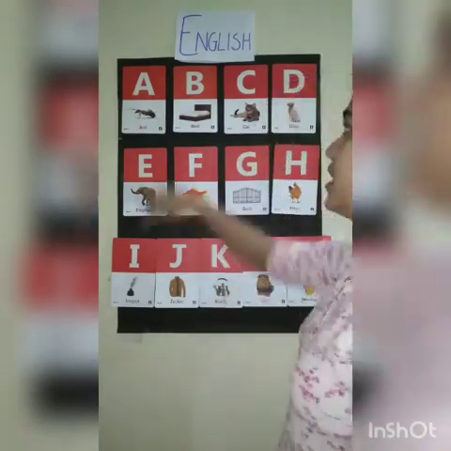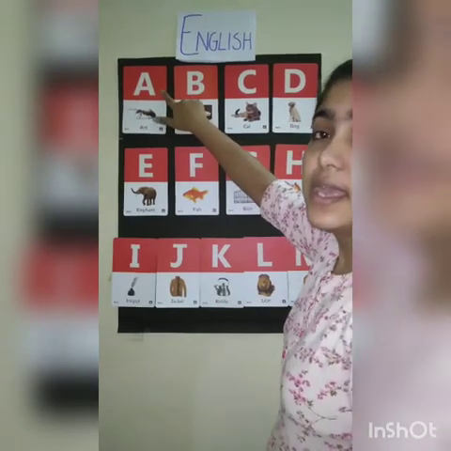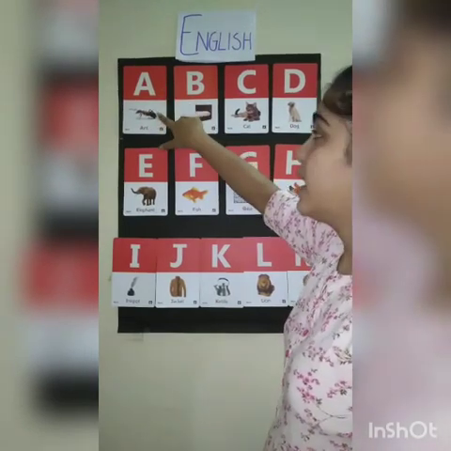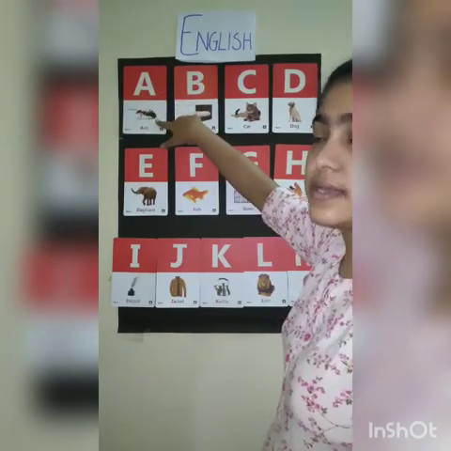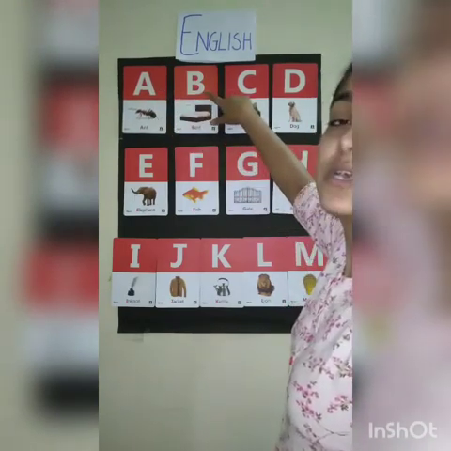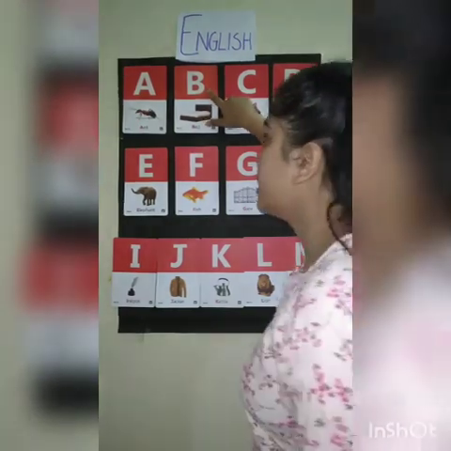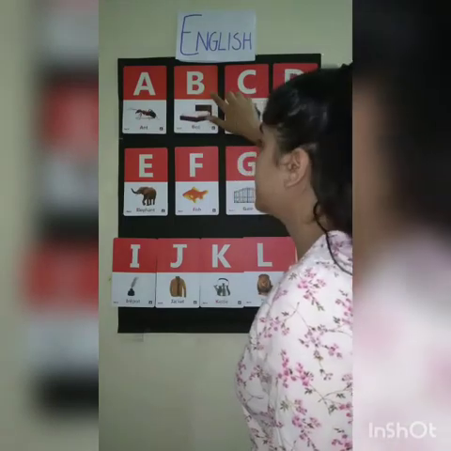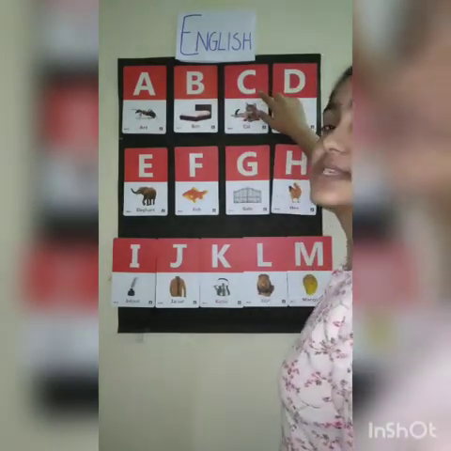Which letter is this? This is A. A, A, and. A, A, and. Which letter is this? This is B. B, B, Bed. B, B, Bed.